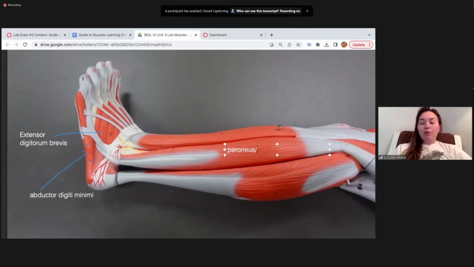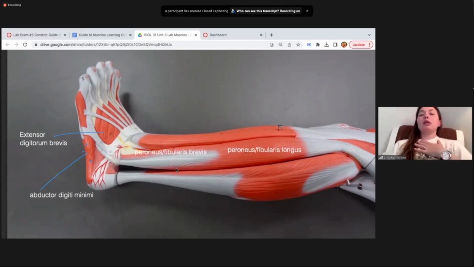These are the peroneus or fibularis longus and peroneus or fibularis brevis. So this is the longus that I just showed you here. And this one on the side, peroneus or fibularis brevis. If you were paying attention when you were studying your bones, you would remember that your fibula had a groove for the tendons of peroneus longus and peroneus brevis. Do you remember that? So that's right here.